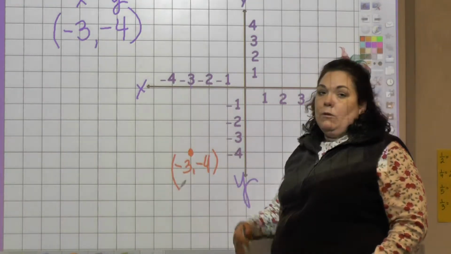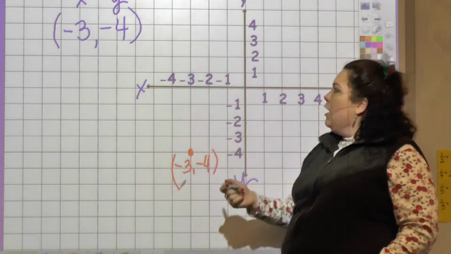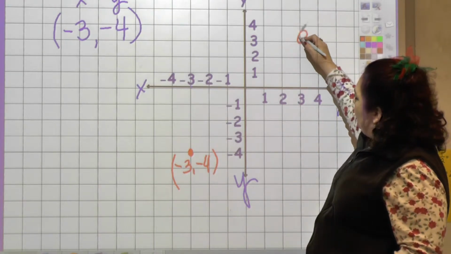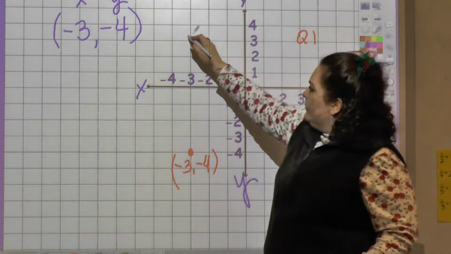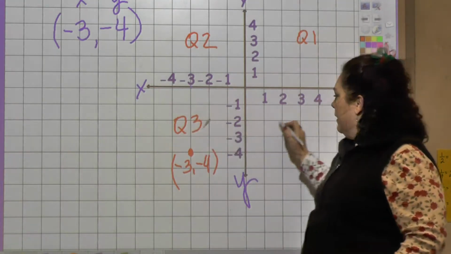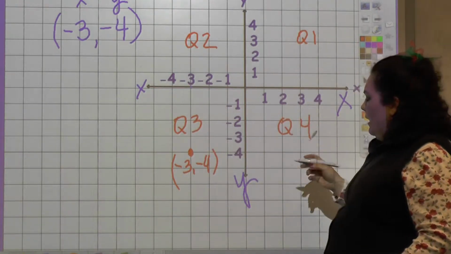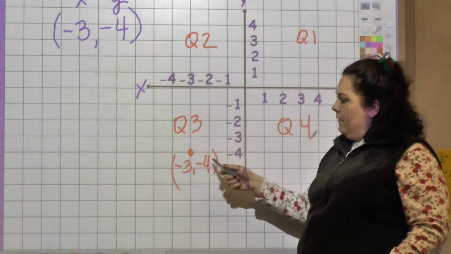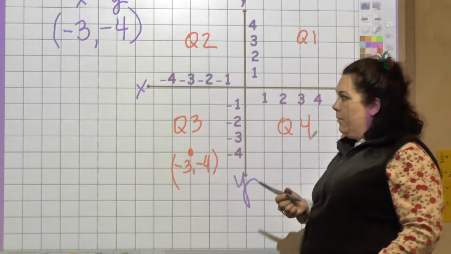Now, I don't always remember what quadrant that is, so I always label my quadrants: quadrant 1, counterclockwise, quadrant 2, quadrant 3, and quadrant 4. And as you can see, a negative, negative is going to be in quadrant 3.